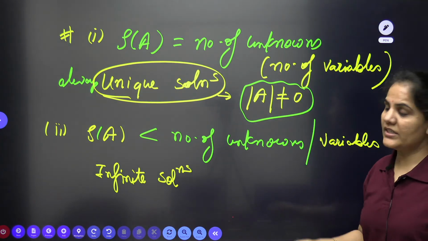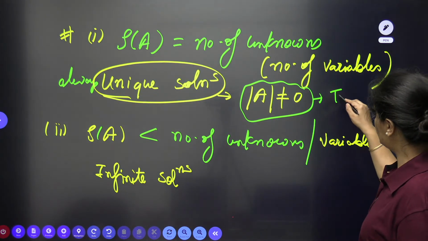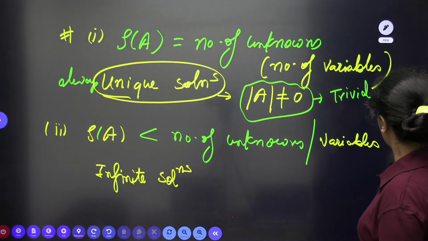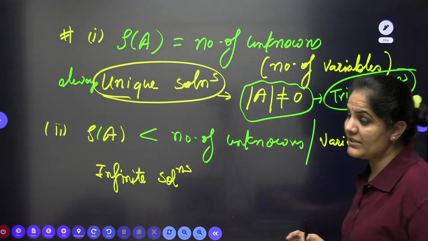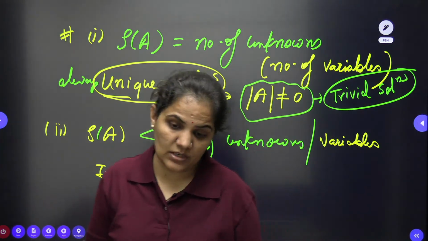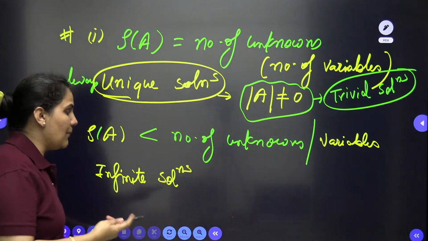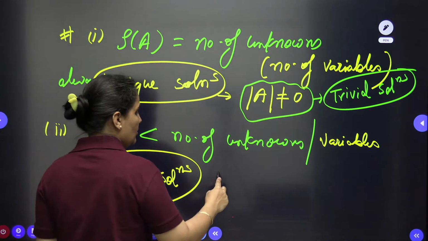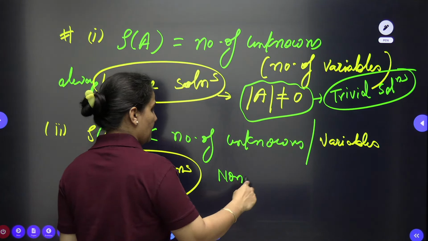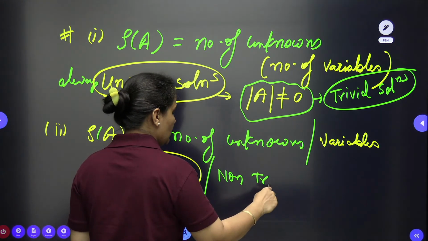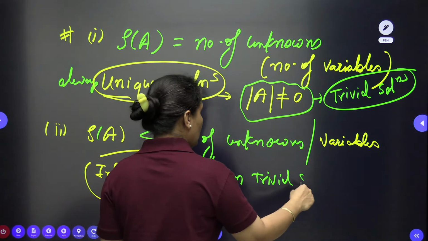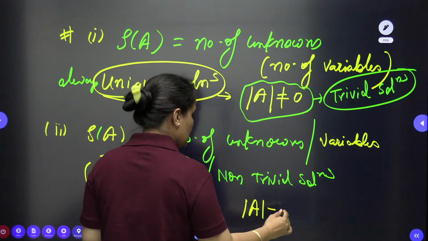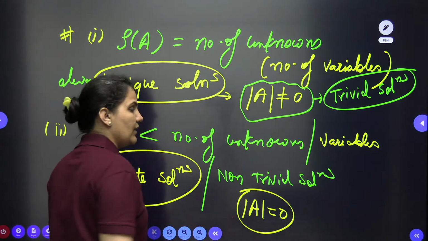For the unique solution, determinant is not equal to 0. The name of the unique solution is the trivial solution also. So you can use this condition for the trivial solution: determinant is not equal to 0. But if I am saying about the infinite solution, the other name of the infinite solution is the non-trivial solution, and for the non-trivial solution, the determinant of the given matrix is always equal to 0. You can check.